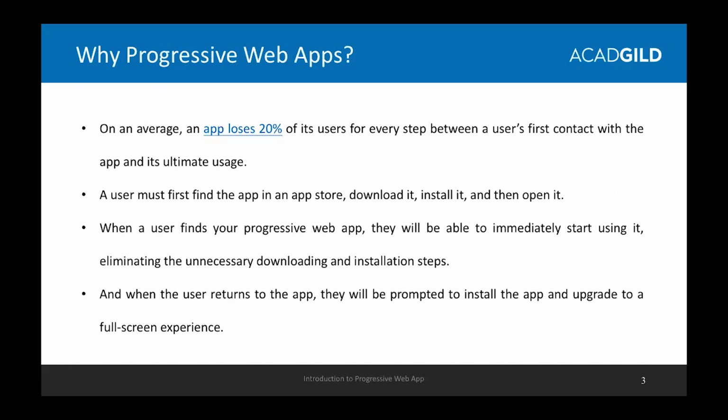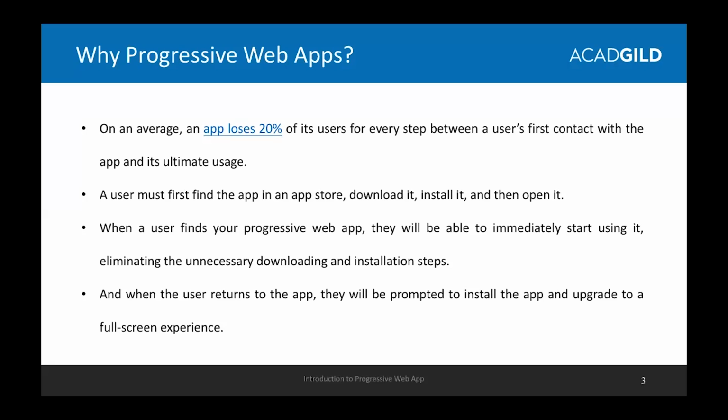All right, why are people moving towards progressive web applications? The concept of progressive web applications was introduced by Google in the year 2015. That was last year. And ever since then, people have been trying to implement their applications in the progressive web app framework as much as possible.